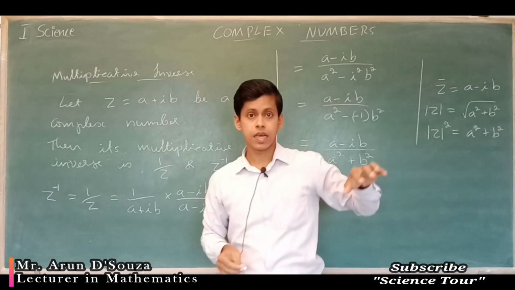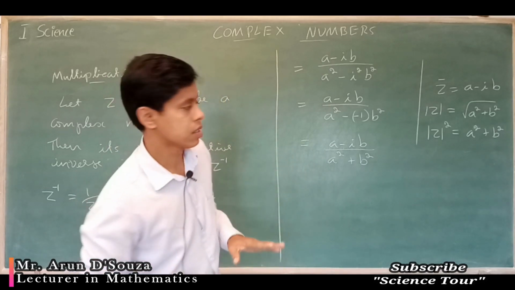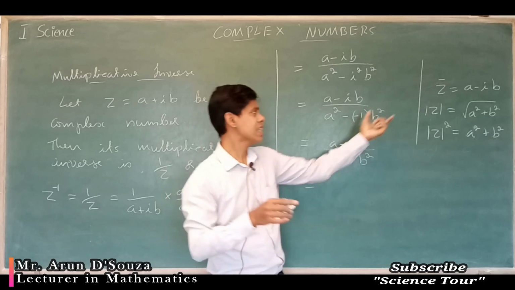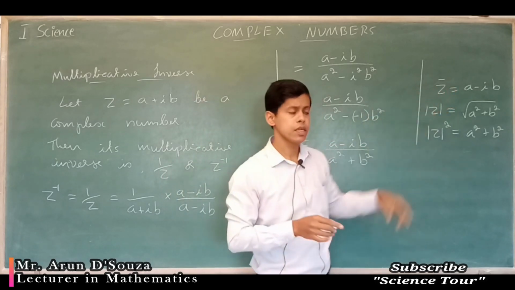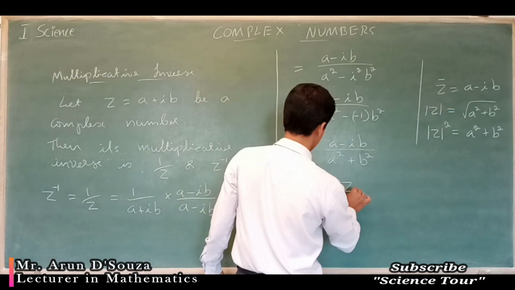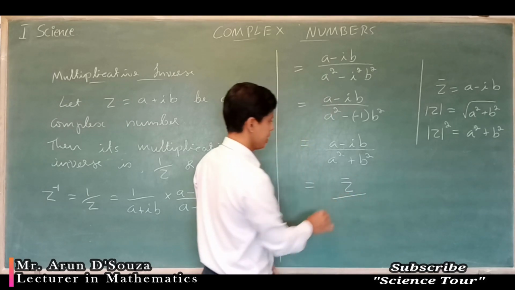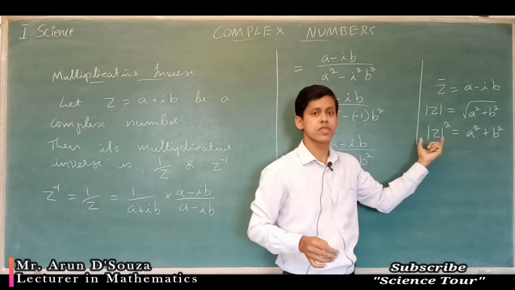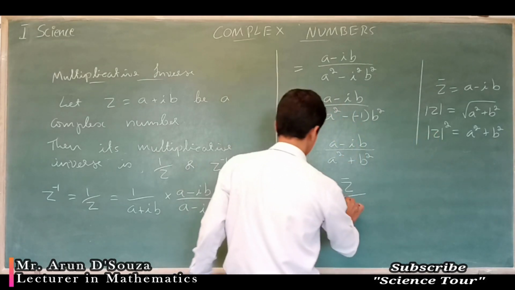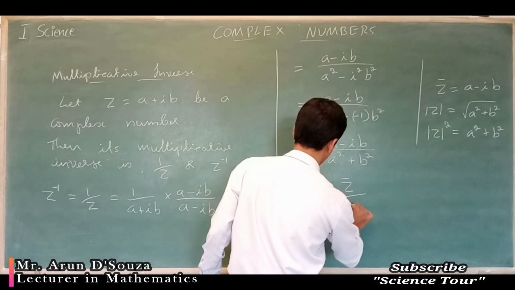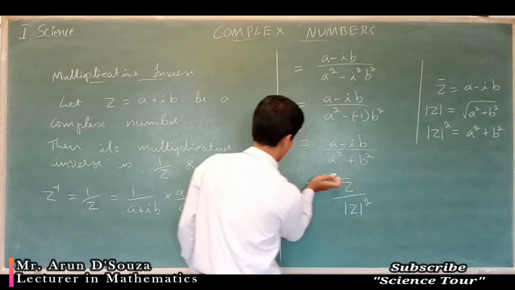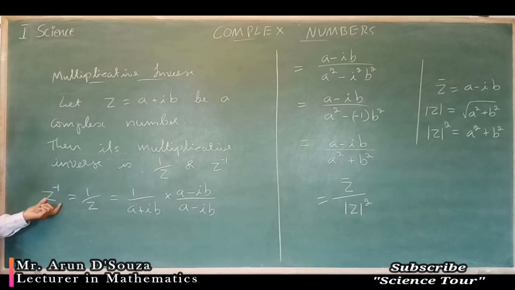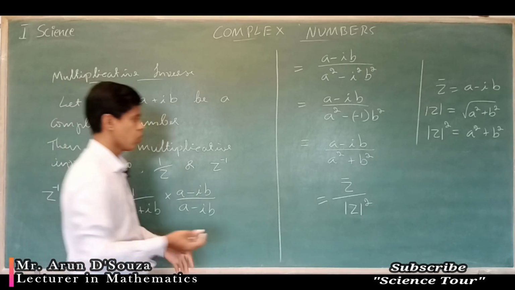What happens if we square on both sides? The square on that side cancels. Right. Now you tell me what should I write in this place? Can I write conjugate? Yes. So this is nothing but z bar divided by what is this? A square plus b square, modulus of z whole square. So this is modulus of z square. And what about the LHS? Z inverse, or you can write 1 by z.